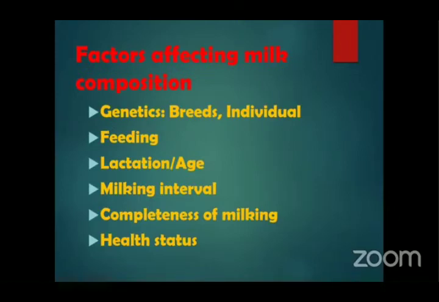Then also completeness of milking. During milking, the start, the middle, and the end, depending on the nutrients available at that particular time, you're going to have variations in the milk composition. That's why in our case, we recommend that it must be complete milking. When the farmer gives us a sample, they must completely milk, so that we are able to have a good comparison. Then also, as we know, the health status: we know the effect mastitis has on the udder and the quality of the milk. Those are the factors that really affect milk composition.